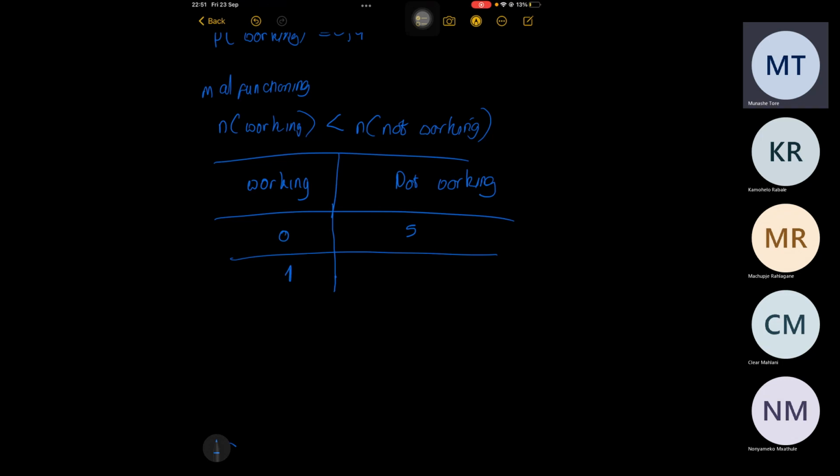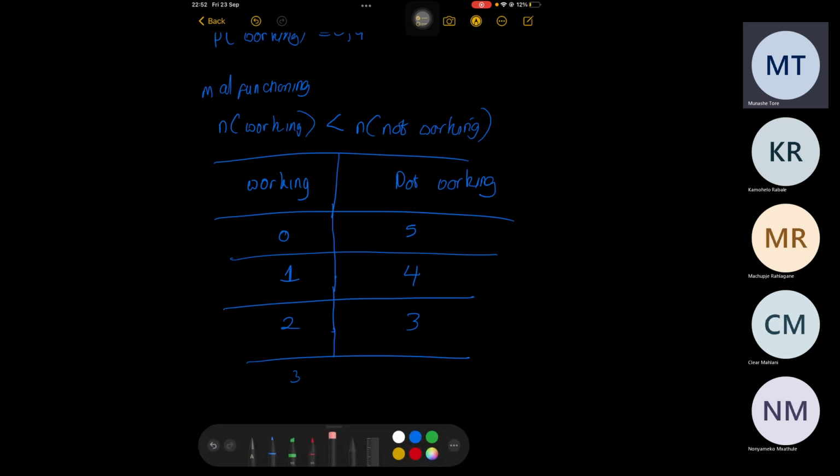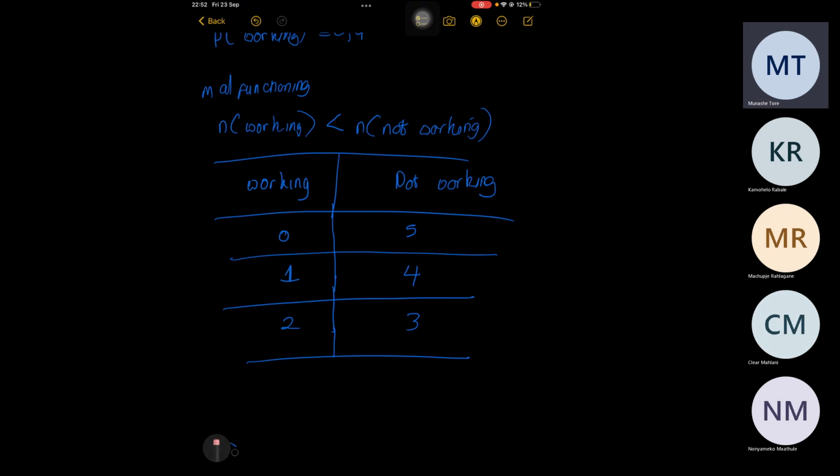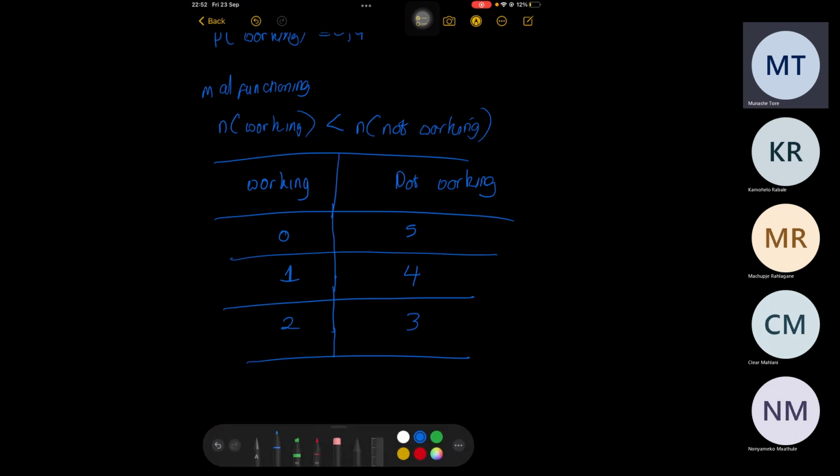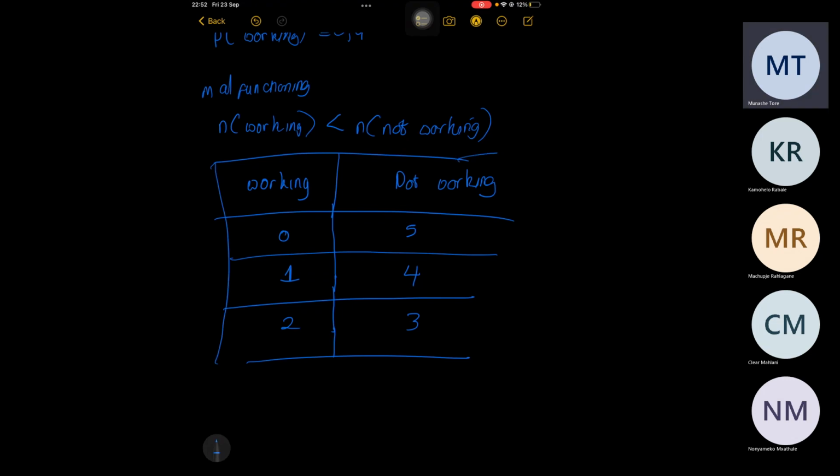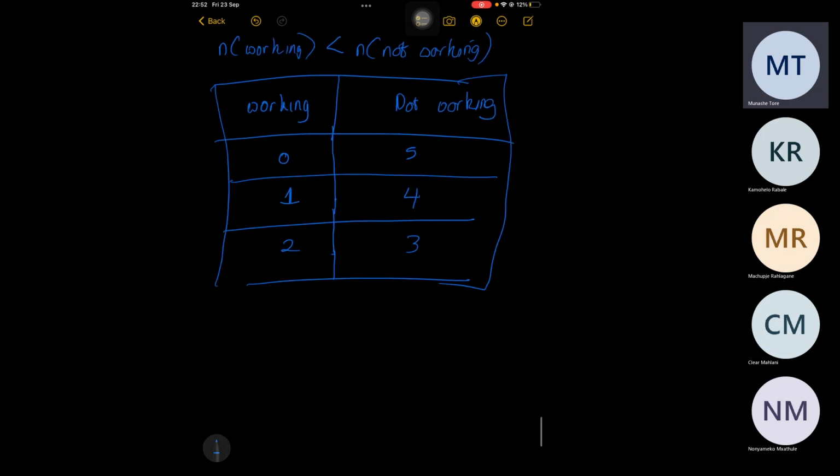Then if we have 1, then we will have 4. That's another malfunction. Then if we have 2 here, then we have 3. Then that's another malfunction. But we can't have 3 because the number of working will be greater than not working. So this will be wrong. So these are the only cases that we have, for when it's 0, 1, and 2 for working, and for not working, it's 5, 4, and 3. Then the question is, how do you go about this now?